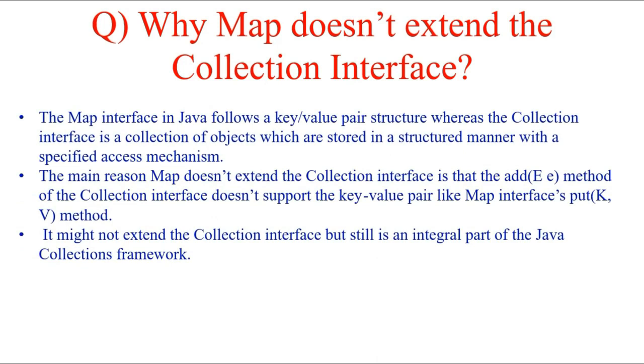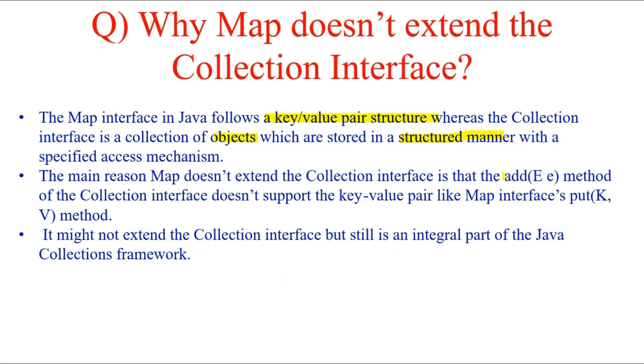You need to understand that the Map interface has a key-value pair structure, whereas all the collection interfaces are a collection of just objects, which are stored in a structured manner with a specific access mechanism.